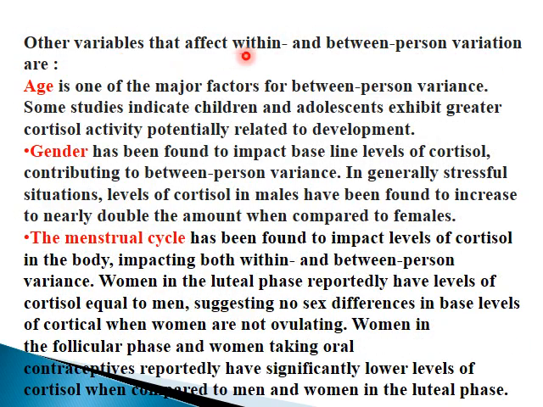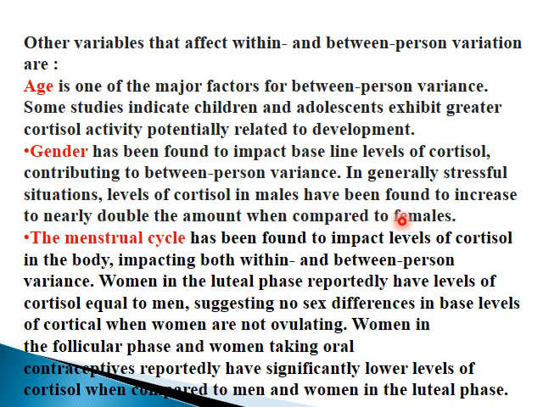Other variables that affect within and between person variation are age. Age is one of the major factors for between person variance. Some studies indicate children and adolescents exhibit a greater cortisol activity potentially related to development. Gender has been found to impact baseline level of cortisol, contributing to between-person variance. In generally stressful situation, level of cortisol in male have been found to increase to nearly double the amount when compared to female.